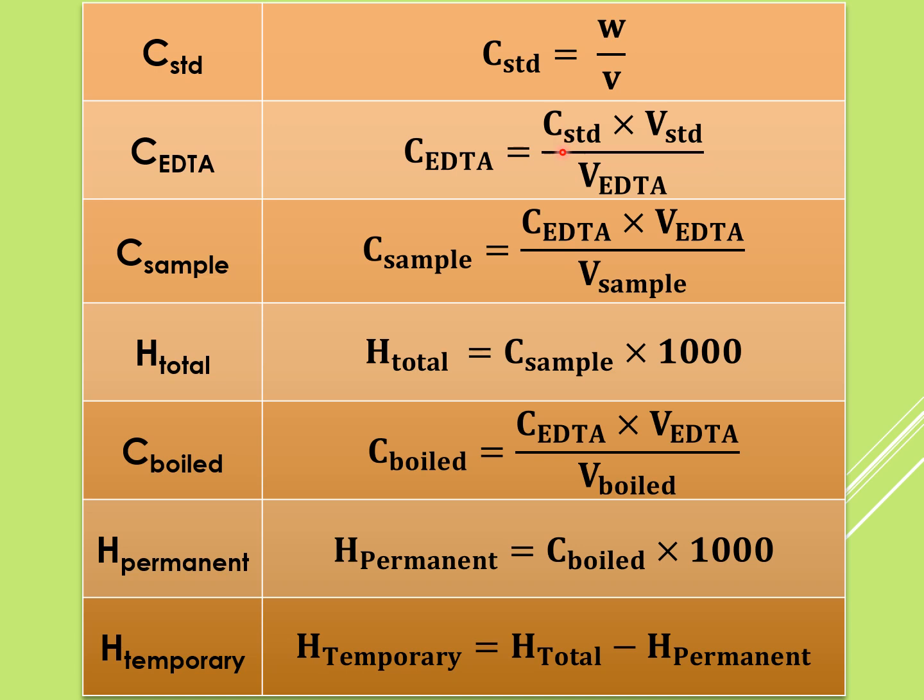Calculation part. Okay, C standard is equal to W by V, C EDTA is equal to, so each one. So these are the formulas that you have to remember. You may be getting numerical problems from this, so it is based on these formulas. So you have to remember all these formulas.